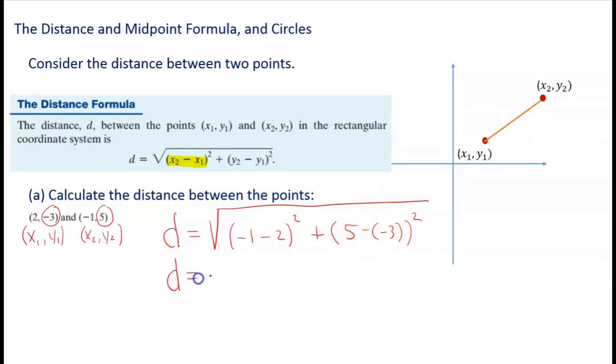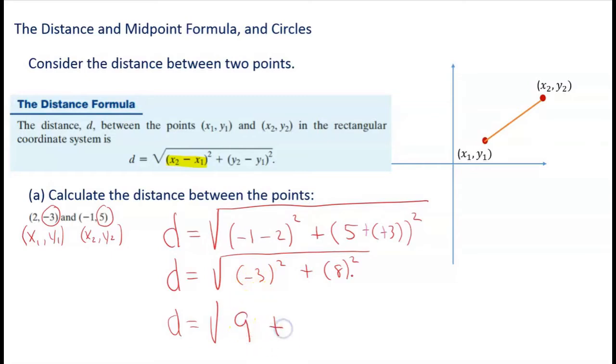So you have d equals the square root. -1 minus 2 is going to be -3. Then we're going to square it. 5 minus a -3 turns into 5 plus 3, right? Because this changed subtraction to addition and changed the sign of the next number. All right, so that's going to be 8 squared. Still under a square root. I'm going to keep simplifying. D is equal to, now -3 squared, y'all, is not -9. You have to square the 3 and the negative. That's positive 9 plus 8 squared is 8 times 8 is 64.